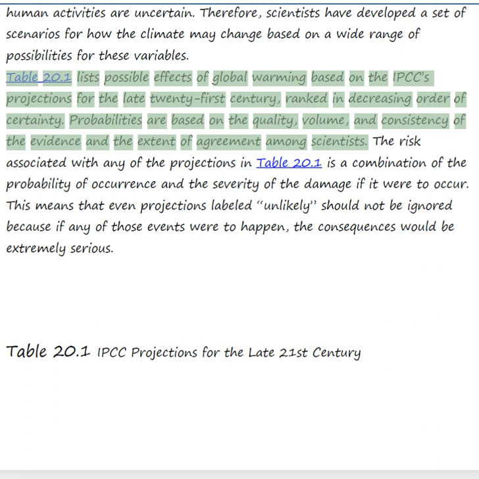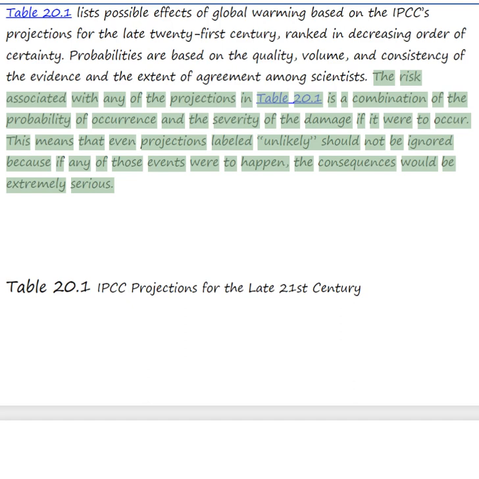Table 20.1 lists possible effects of global warming based on the IPCC's projections for the late 21st century, ranked in decreasing order of certainty. Probabilities are based on the quality, volume, and consistency of the evidence and the extent of agreement among scientists. The risk associated with any of the projections in Table 20.1 is a combination of the probability of occurrence and the severity of the damage if it were to occur. This means that even projections labeled unlikely should not be ignored because if any of those events were to happen, the consequences would be extremely serious.